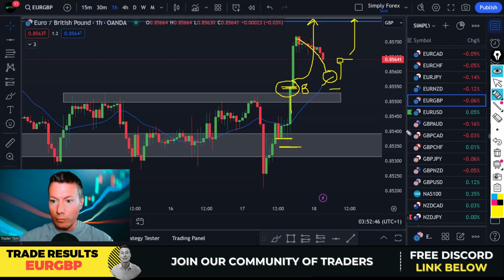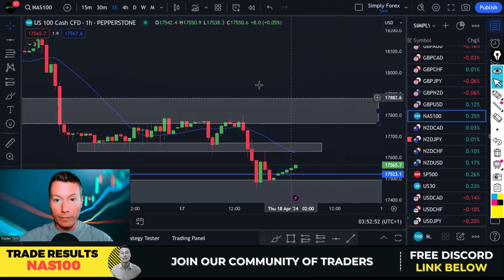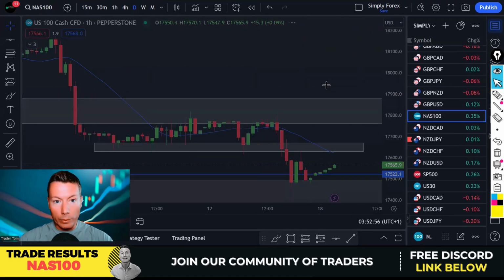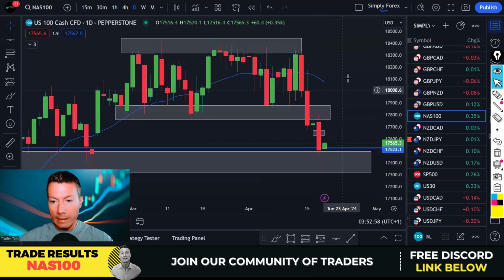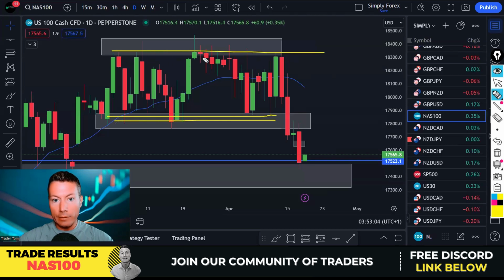All right, so that was euro pound, but nice trade. And then the final one was NASDAQ 100. And this sort of happened at the same time as the euro pound. And this was also a nice trade that we didn't get into. Now, we were looking for sells, right? We was in this range between here and here. And then this candle broke those lows.